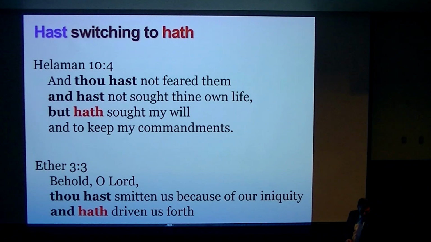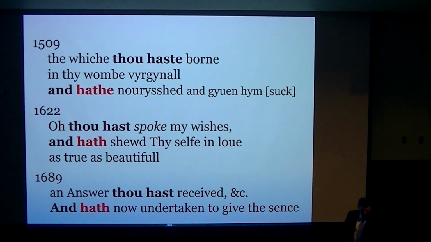Thou hast smitten us because of our iniquity and hath driven us forth. Ether 3. The which, Christ, thou hast borne in thy womb virginal, and hath nourished and given him suck. O thou hast spoke my wishes. There's the leveling to spoke, not spoken. That's common in Shakespeare. And hath.